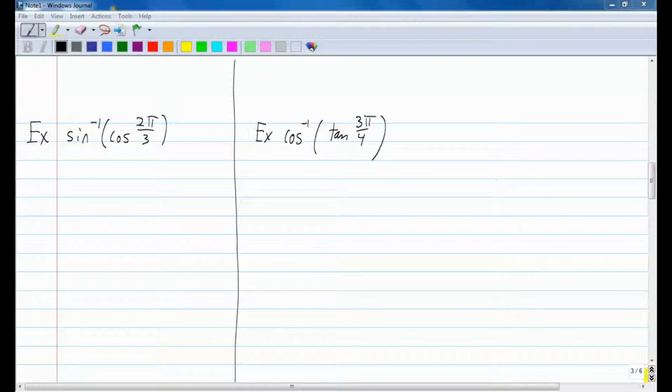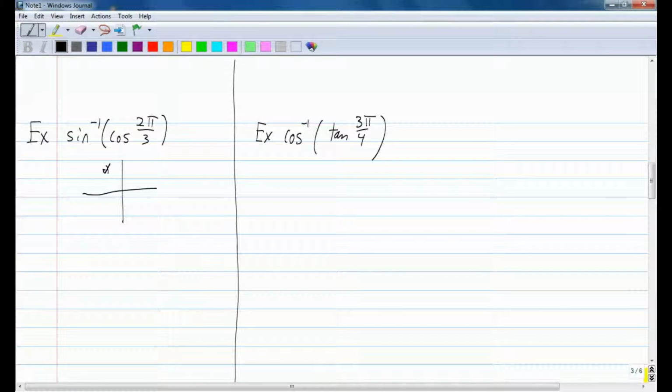Now, if we want to find the inverse sine of the cosine of an angle measure, as long as the inverse is on the outside, work this inside out first. So work out what is the cosine of 2 pi over 3. All right, work that out like we did in the very beginning of trig. And so the way that we would work that out, we'd have to figure out where the angle measure is located.